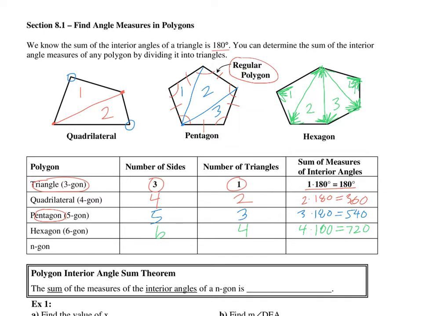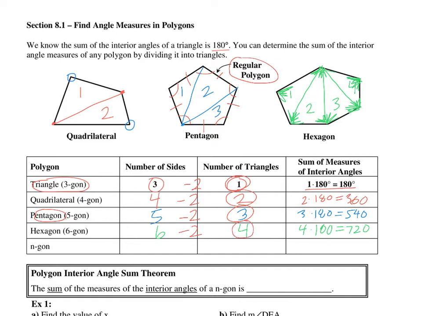So then it says n-gon. That just means there could be any number of sides. Let's look at the information we have here in this chart. Do you notice a pattern? 3 to 1, 4 to 2, 5 to 3, 6 to 4. If I take the number of sides and subtract 2, that gives me the number of triangles.